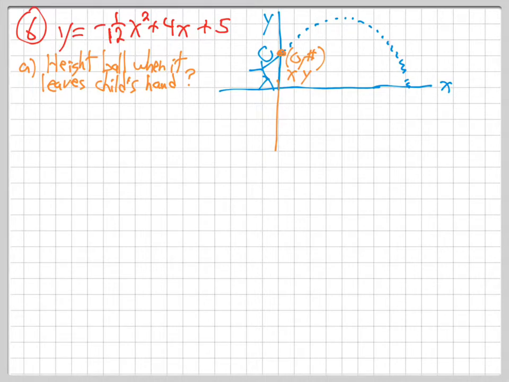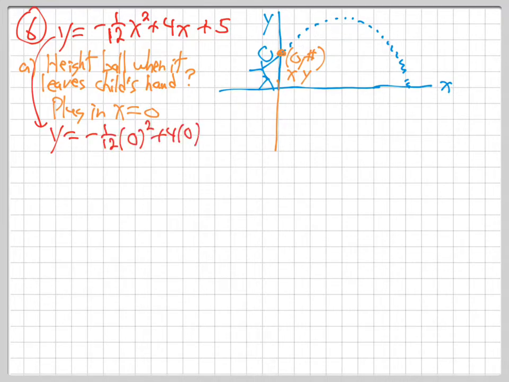It's at x equals 0. So plug in x is 0. Right at that point, when it leaves the child's hand, x is 0. So take our equation and plug in x is 0. These terms drop out, and y is 5. The ball must be at a height of 5 when it leaves the child's hand. There we go.